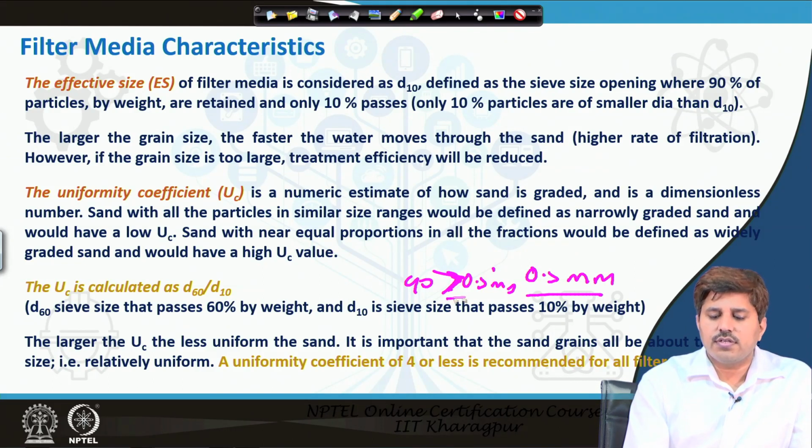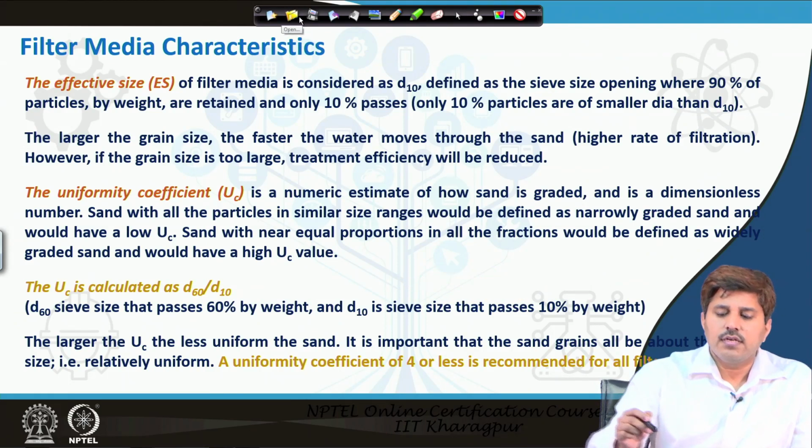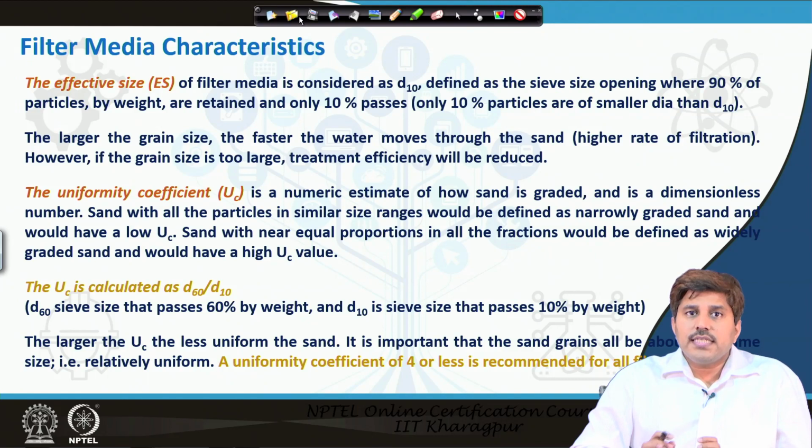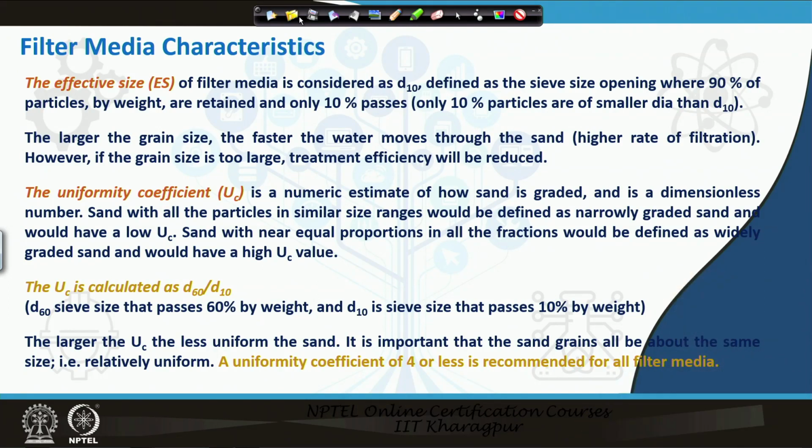Only 10% by weight could be less than 0.5 mm. Okay. So, the larger the grain size, the faster the water will move through the sand, that means higher rate of filtration. However, if the grain size is too large, we will not get a very good treatment efficiency, because water will pass through quickly and there will be very little retention.